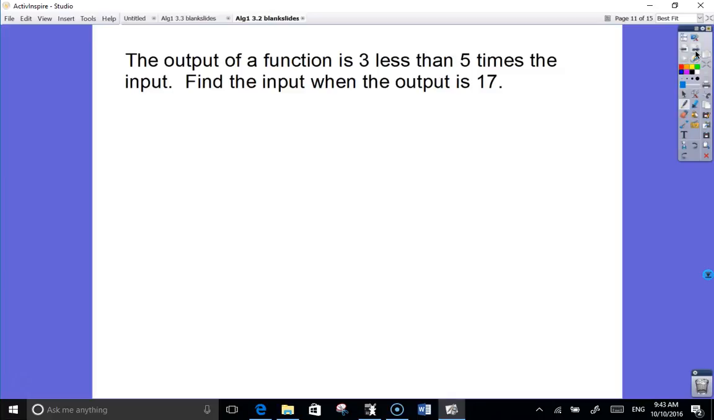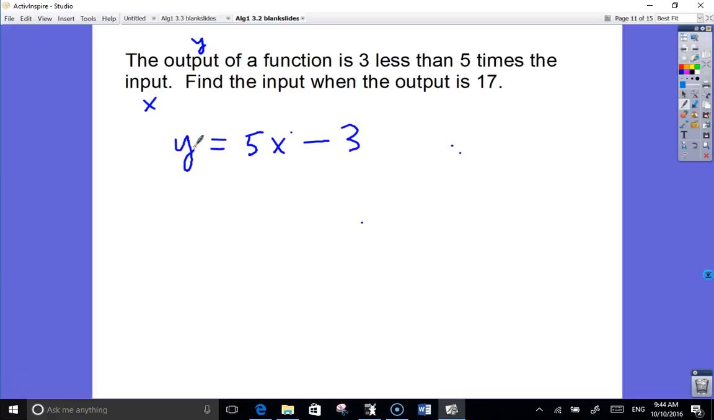So when they say the output of the function is 3 less than 5 times the input, you could just say that the output is the y, the input is the x. So how can I write this? 3 less than 5 times the input. So the 3 less is minus 3. 5 times the input is 5x. And all of that equals y. So first you write the equation, right?